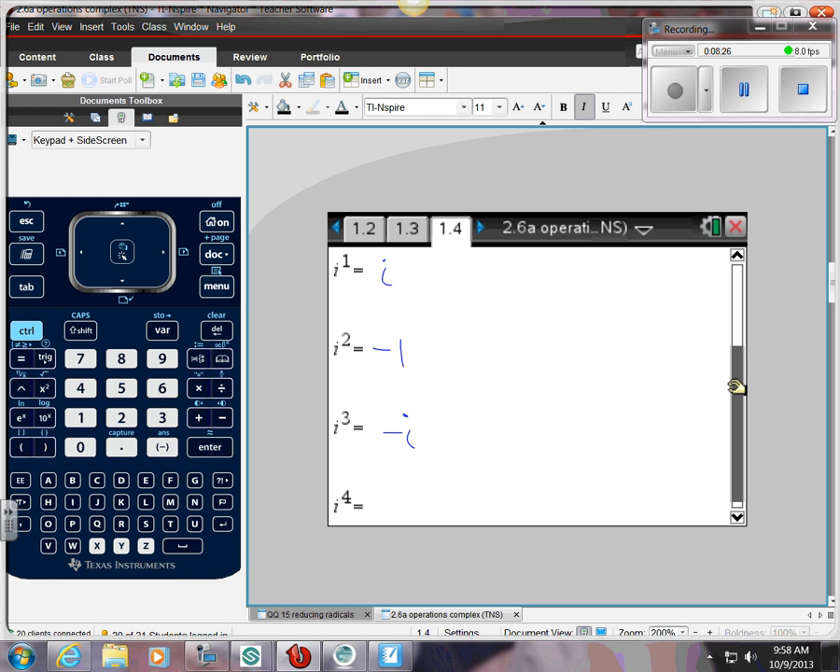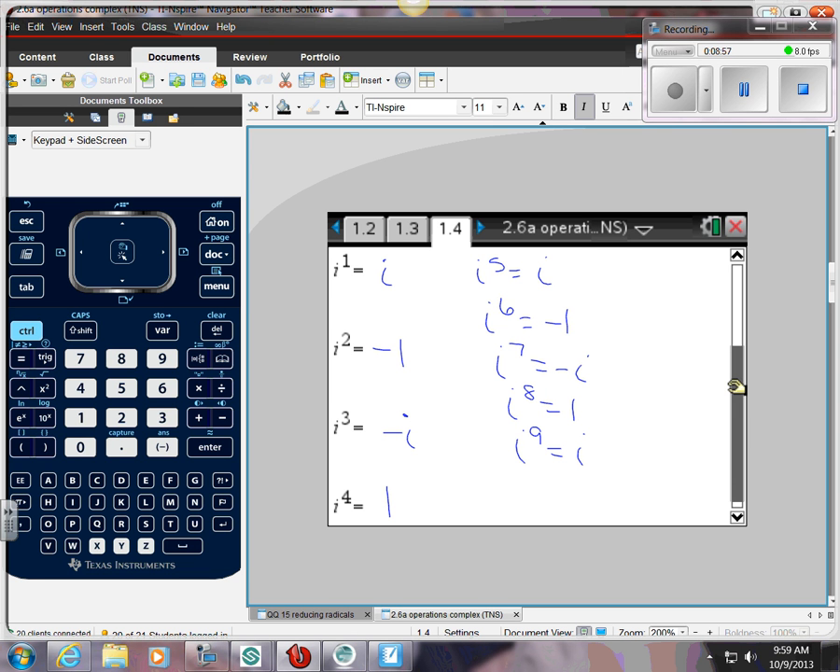And what do you think i to the fourth is? Positive 1. So the pattern is i, negative 1, negative i, 1, and it goes over and over and over again. So what would i to the fifth be? i. How about i to the sixth? The seventh? The eighth? The ninth? You get my point? Over and over again.